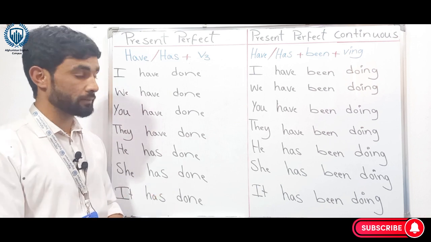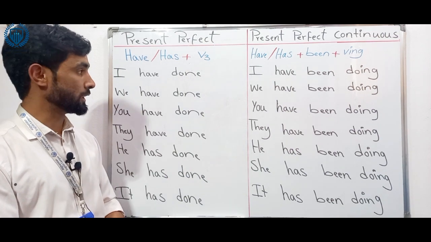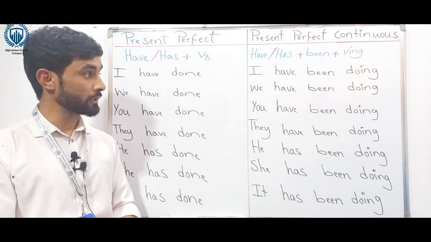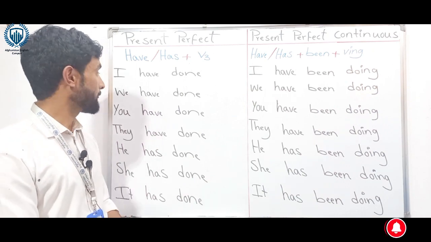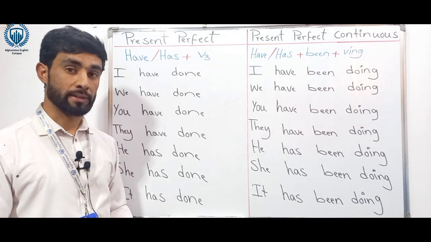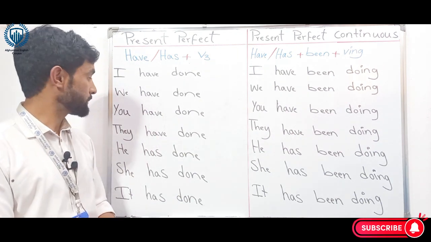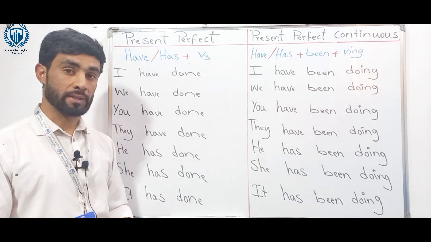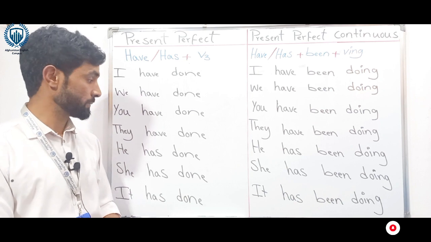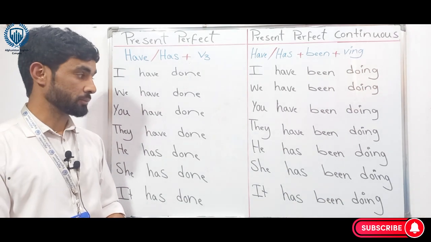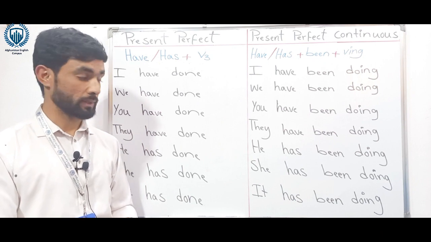Alright, here I have written a couple of sentences. The first one, I have done. It is present perfect, and I have been doing, present perfect continuous. We have done, present perfect. We have been doing, present perfect continuous. You have done, present perfect. You have been doing, present perfect continuous. They have done, present perfect. They have been doing, present perfect continuous.